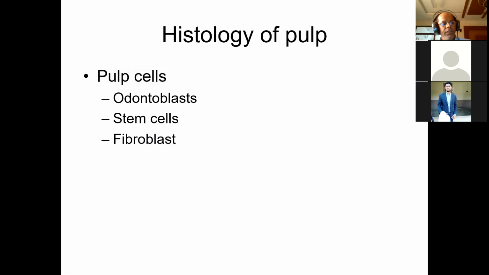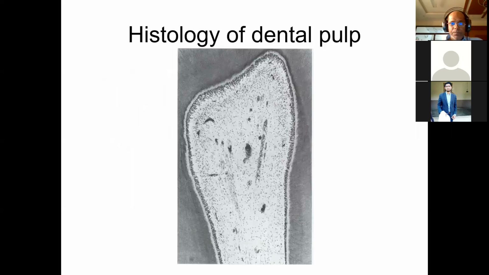Histology of the pulp. Here you can see the important pulp cells: the odontoblasts, stem cells, and fibroblasts. Odontoblast cells are important cells. Here you can see the dentine, the darker one.